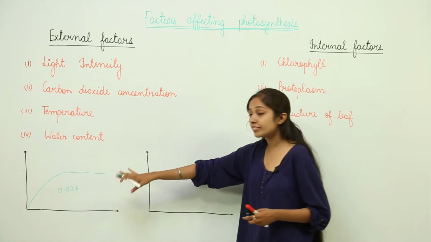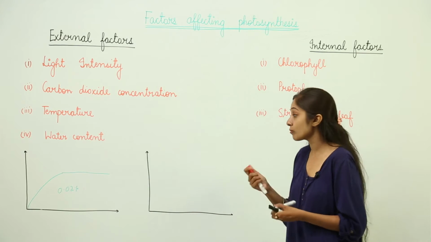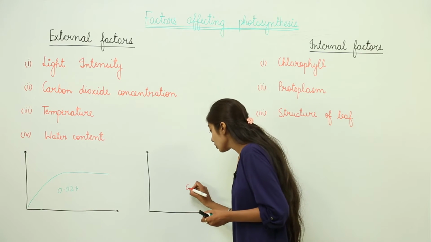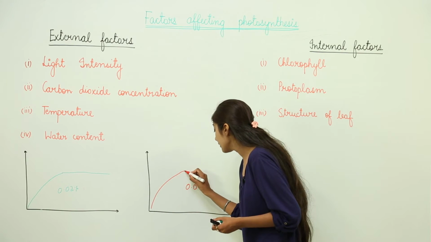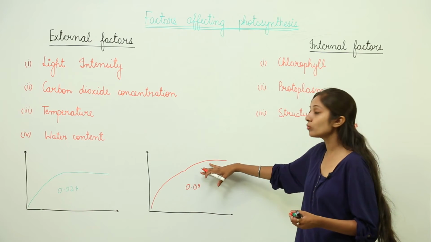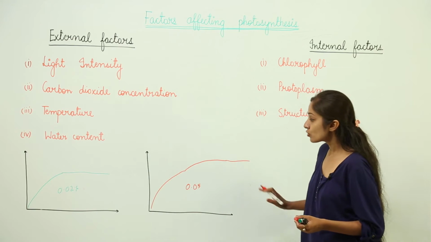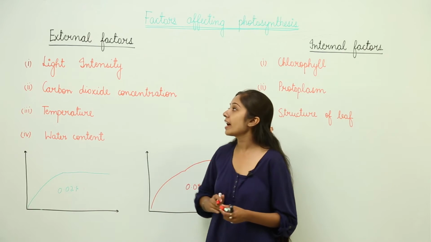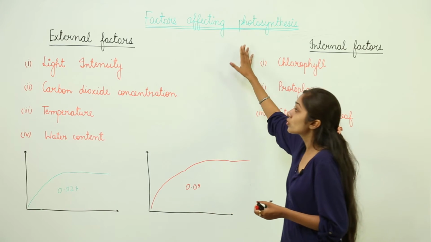But if after this we are going to increase the carbon dioxide concentration from 0.02 to 0.05, then this can further help in the increase in the rate of photosynthesis, then again to a certain limit, and after this it is going to get stabilized. So, this is how the external factors are going to affect the photosynthesis rate.